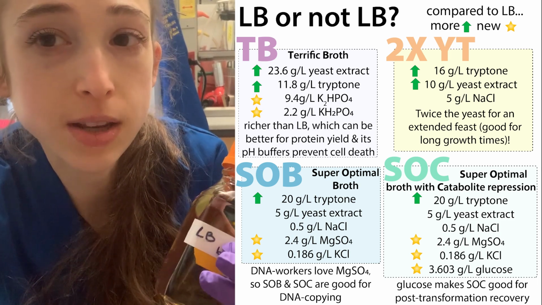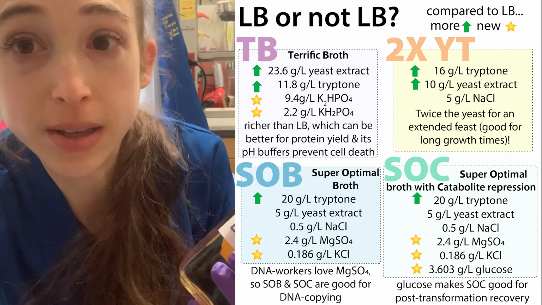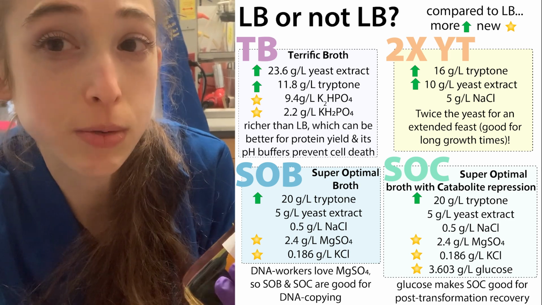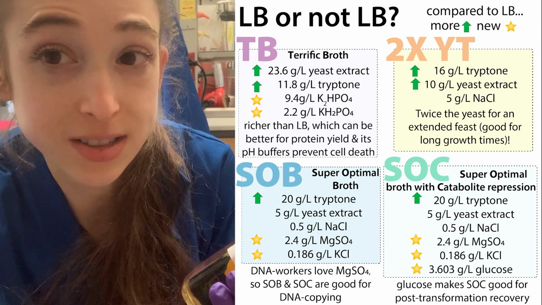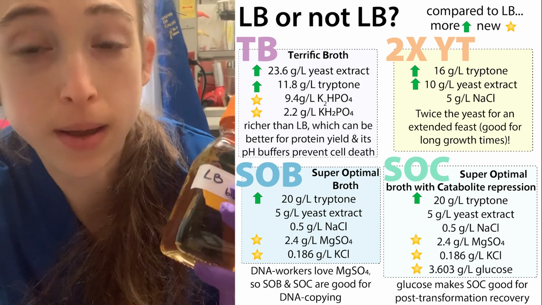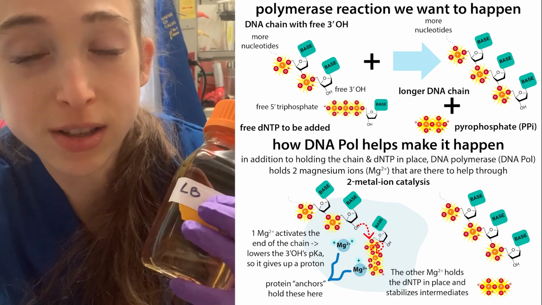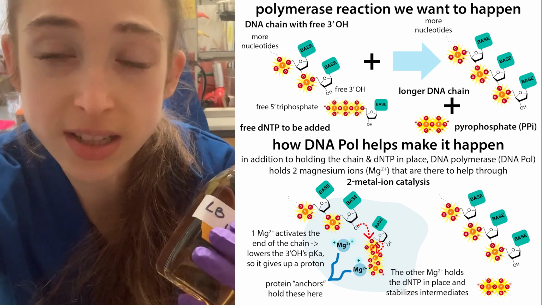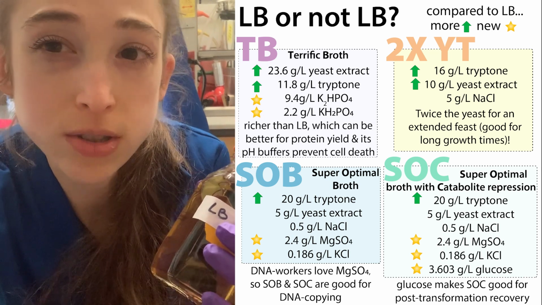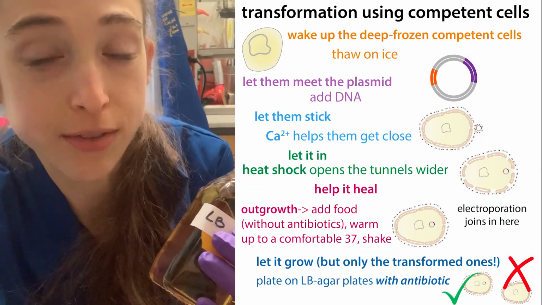If you want the bacteria to be copying DNA, like a plasmid, you might want to use something like SOB or SOC. These have magnesium sulfate, which is going to help the DNA copying molecules kind of grab onto the DNA. SOC is going to also have glucose, which makes it really good for recovery after transformation.